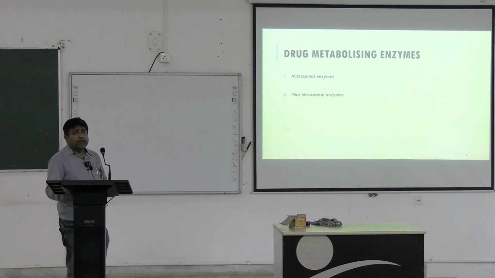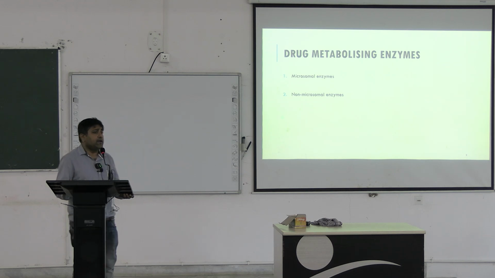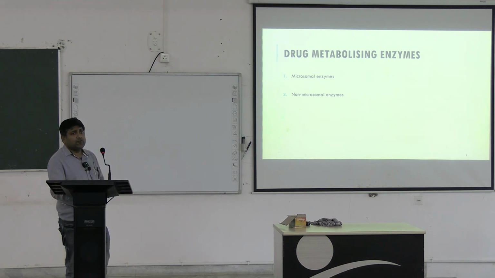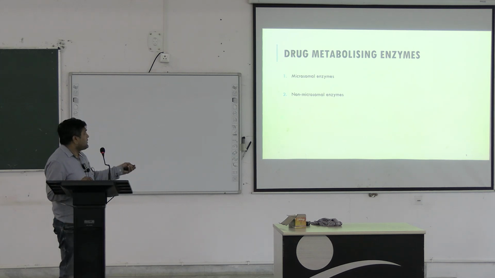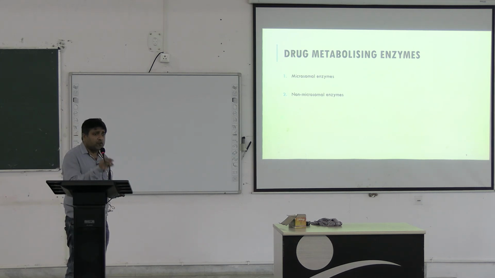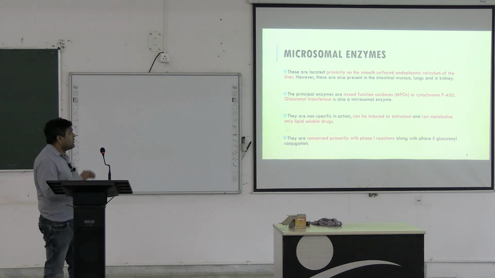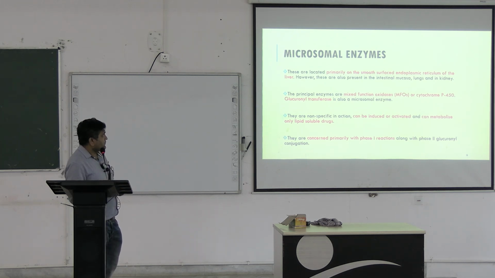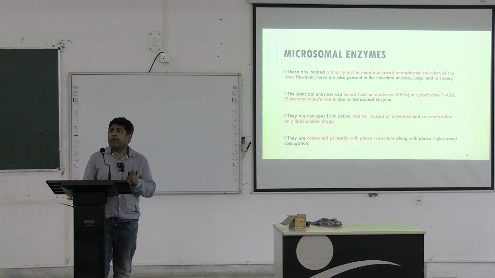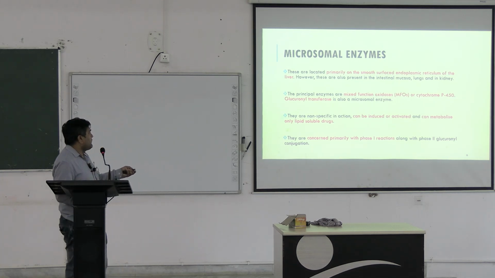Now, the drug metabolizing enzymes can be divided into two groups. One is microsomal enzymes, which are located in the smooth endoplasmic reticulum, and the other is non-microsomal enzymes, located in the cytoplasm and other places. Microsomal enzymes are located primarily on the smooth endoplasmic reticulum of the liver. However, they can also be present in the intestinal wall, in the lungs, and even in the kidney.